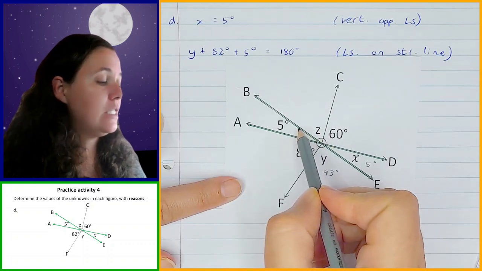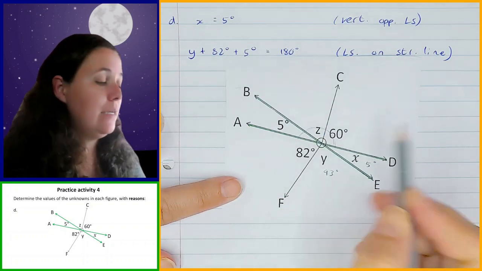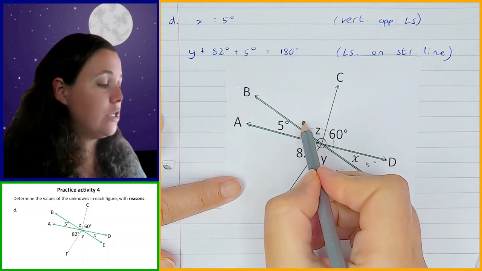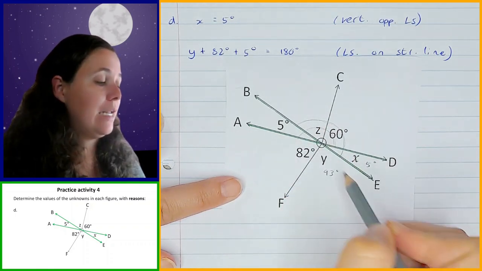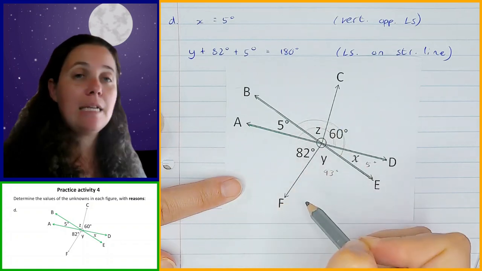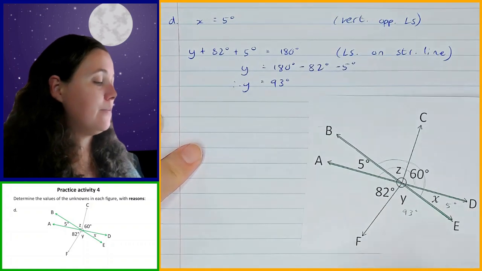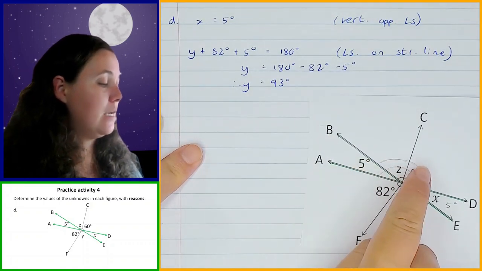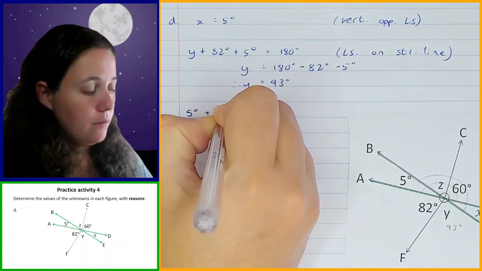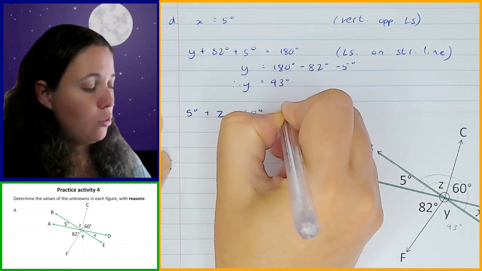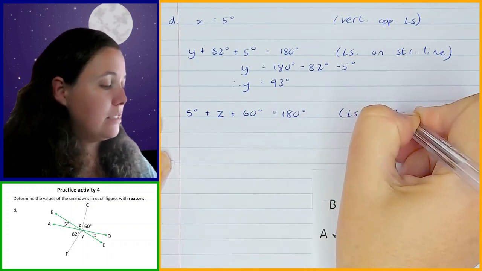I'm going to say these three angles over here must add up to 180 because they are on a straight line. Or I could use these three angles over there adding up to 180 because they're on a straight line. I can use any of those sets of angles because they are on straight lines like that. Okay, so I'm going to say 5 degrees plus z plus 60 degrees equals 180 degrees, and my reason is because they are angles on a straight line.